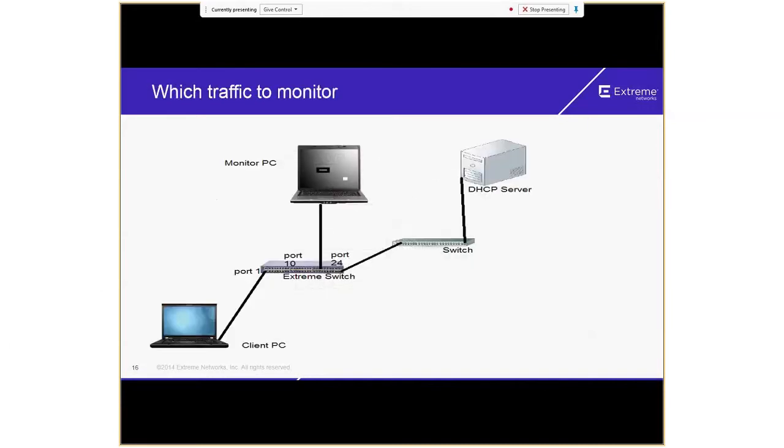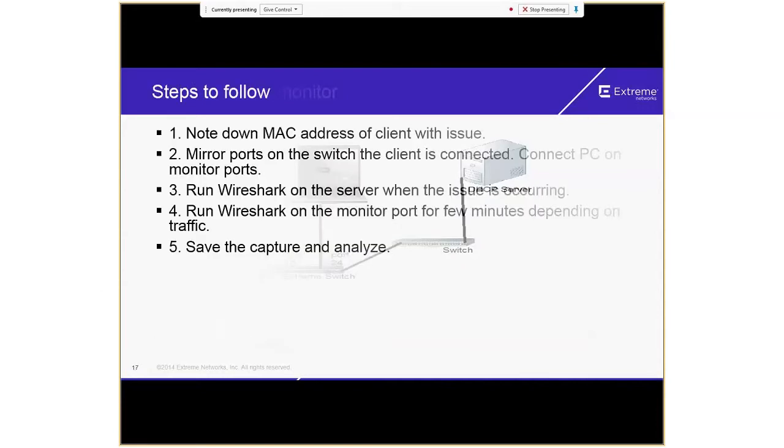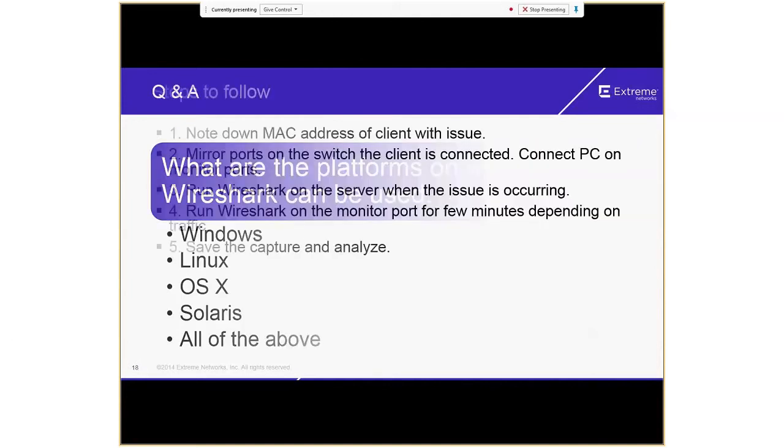And so in our case, I wanted to see what is exactly happening with this customer. So this is what I asked them to do. First, I asked them to note down the MAC address of the client where the PC was connected, then mirror the ports on the switch where the client is connected, connect a PC for monitoring the traffic, run Wireshark on the server and the monitor ports on the switch as well, and then save it and send it to me for analysis. So I'll show you.